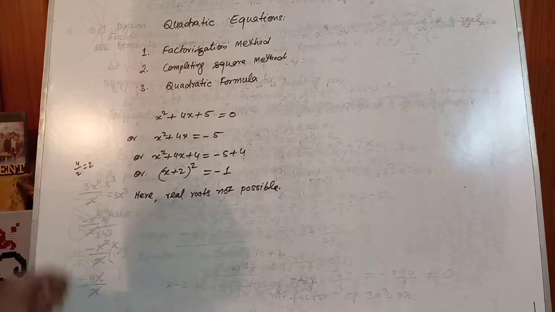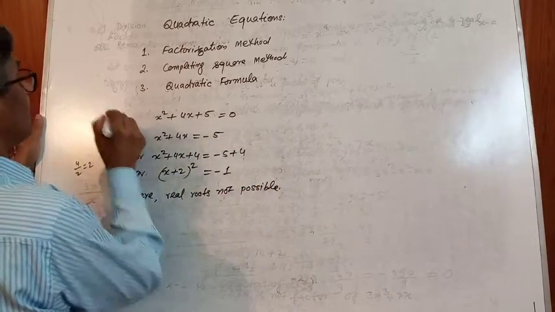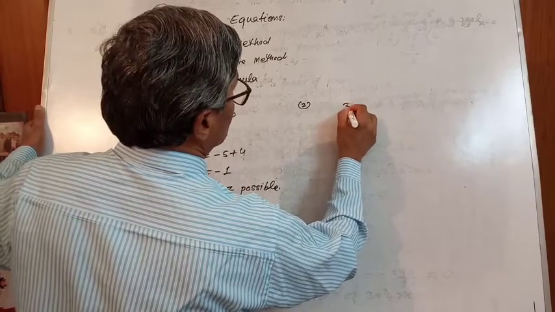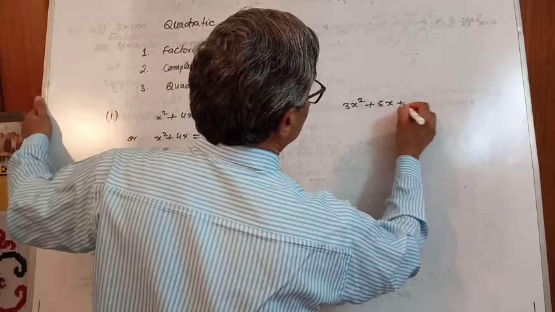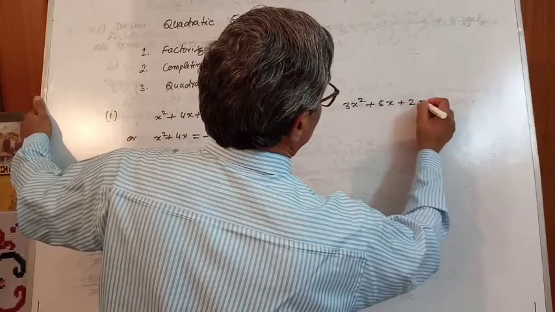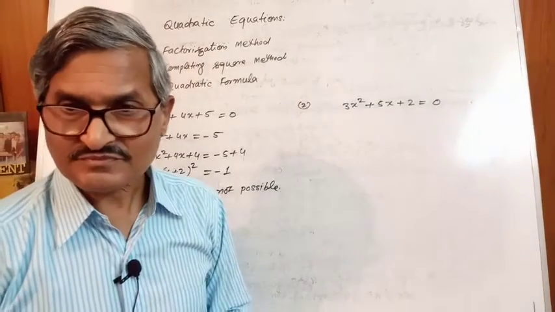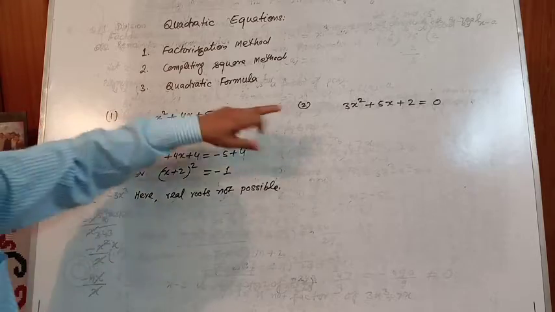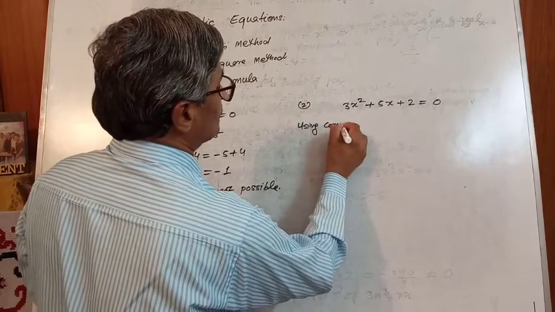Again, we are taking another example. Example 2: 3x square plus 5x plus 2 equal to 0. This is another example, and we are going to solve it with the help of the completing square method.